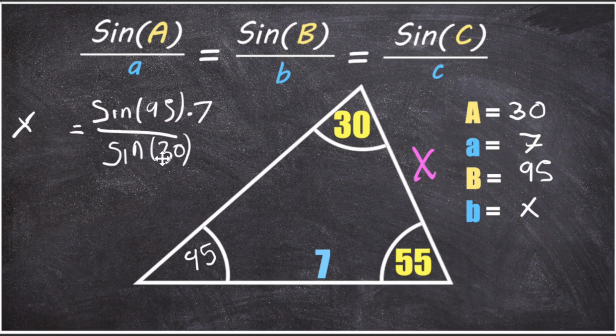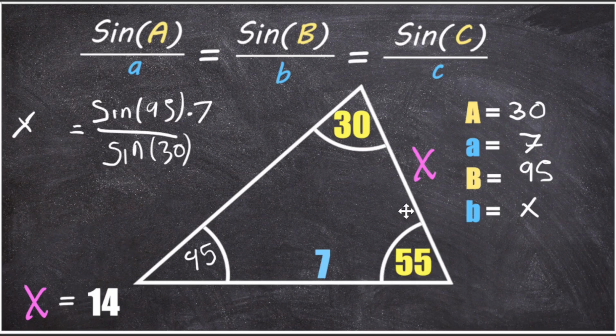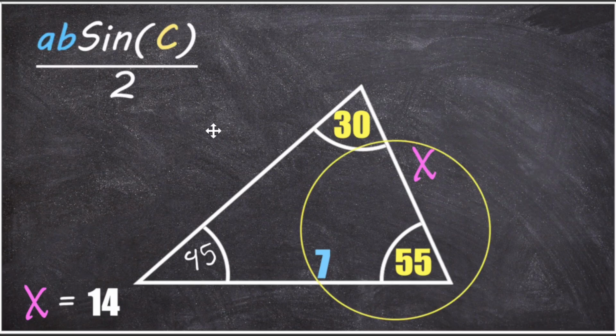And if you run that through your calculator, it'll give you that X equals this extremely long decimal. It's 13.946, etc. I'm going to round that up to 14, and now we have the value of two edges. Those edges form an angle, and we have the value of that angle. So we can use half AB sine C to find the area of the triangle. Assuming you know how to use the formula, you have the three values. I'm leaving you to calculate them if you wish to. Main point is you've seen how to get out of the tricky situation to the point where you can use the formula to find the area of the triangle.